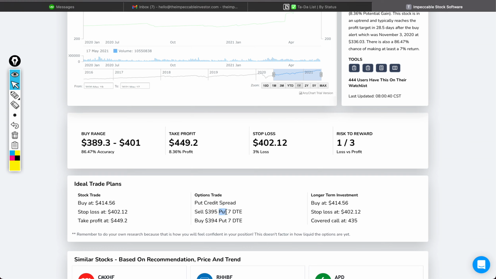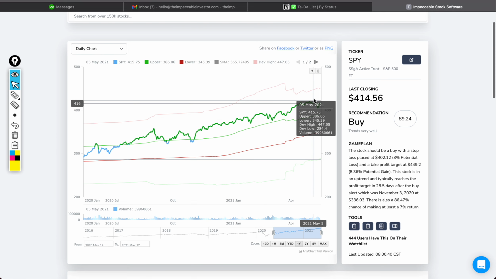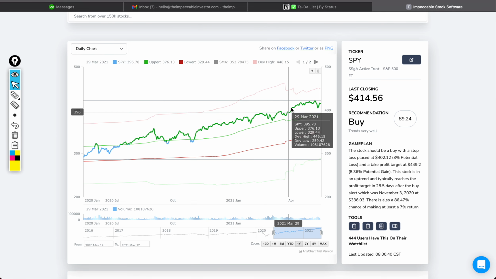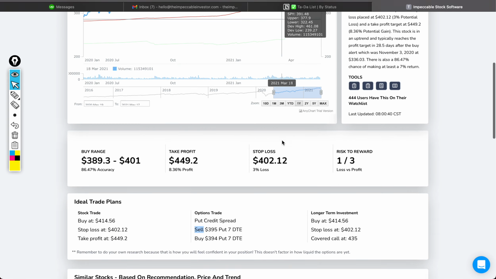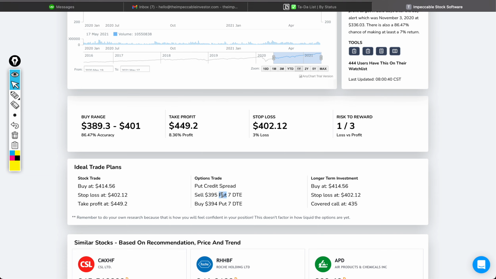So if a put makes money to the downside and we sell it, then now it makes money to the upside. The same thing with a stock. When we buy a stock, we want that stock to go up to make money. But when we sell a stock, we want it to go down. And so this is the same thing with a put. A put makes money to the downside. But if we sell it, then we make money to the upside.